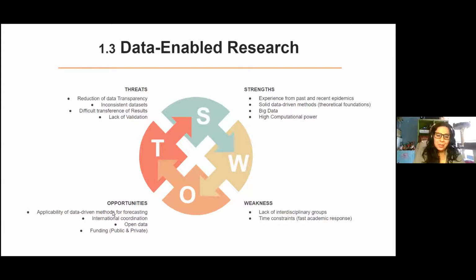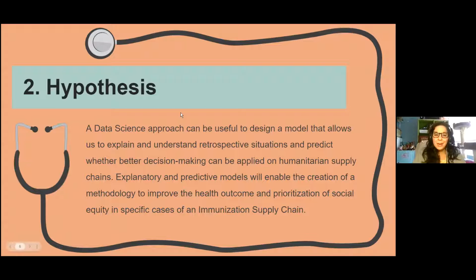The current opportunities are the applicability of data-driven forecasting, the international coordination, open data from other countries, and public funding and private funding. So my hypothesis is that a data science approach can be useful for designing a model that allows us to explain retrospective situations and predict whether better decision-making can be applied on the humanitarian supply chains.